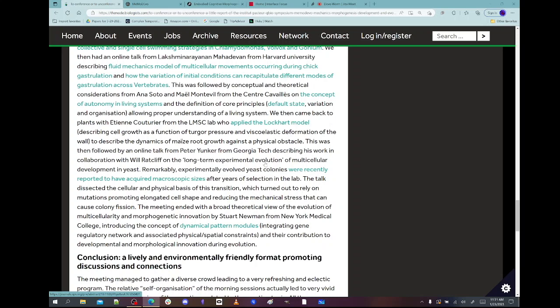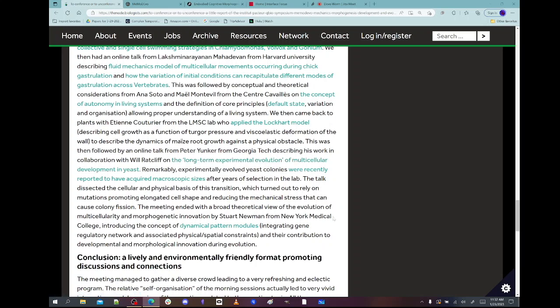And then, of course, in yeast, we talked about the long-term experimental evolution experiment of Will Ratcliffe, where he's evolved yeast over many, many generations. And he's been able to evolve these aggregates of yeast cells and how they form these proto-multicellular colonies and other types of structures. So it's very interesting. There's also some very interesting biophysics work that they've been doing with that, in the sense of, how do you describe these multicellular aggregates and their function?